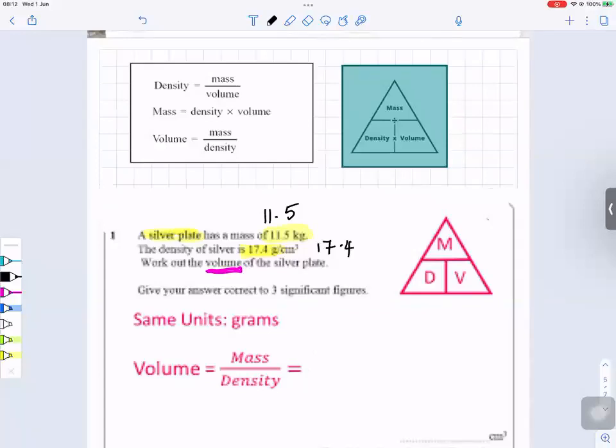Jaden, what's your answer? 0.66. Pardon? 0.66. 0.68. The answer to 3 significant figures. Did you give the answer to 3 significant figures? 3 numbers. Why are you thinking, Akitunje, what's your answer? I can't hear you. You're muted. Akitunje, what's your answer?